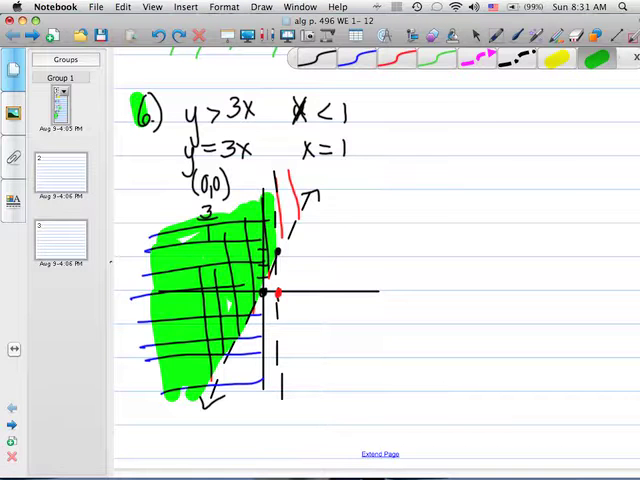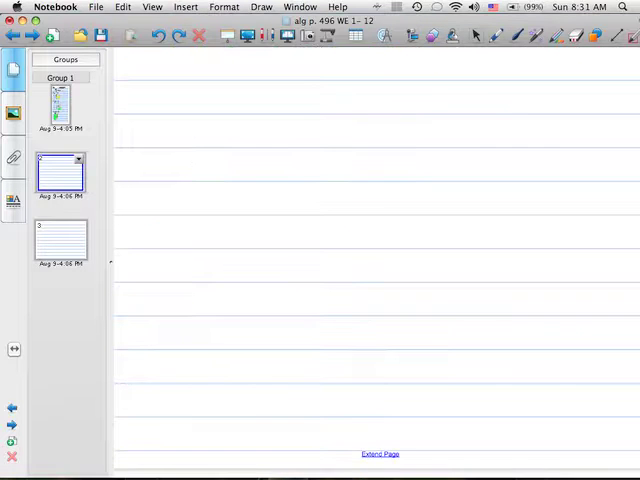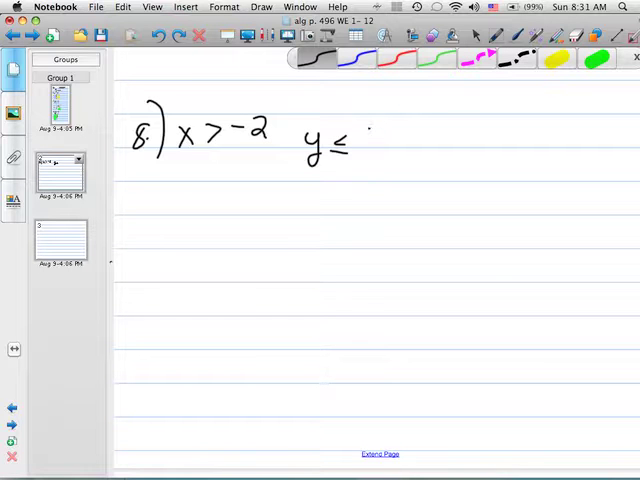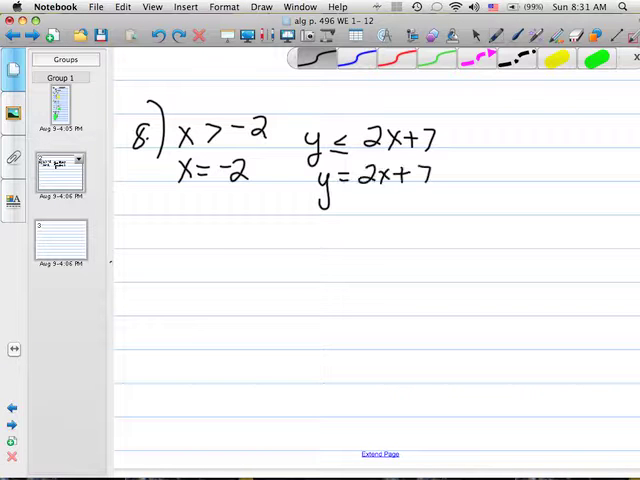Problem number 8. Says x is greater than -2 and y is less than or equal to 2x plus 7. Our boundary equation is x equals -2, a vertical line. Boundary equation here is y equals 2x plus 7. So our intercept is 0, 7, and our slope is 2, up 2, right 1.